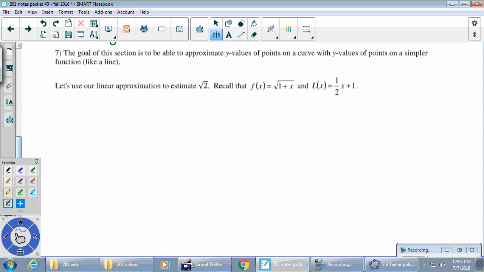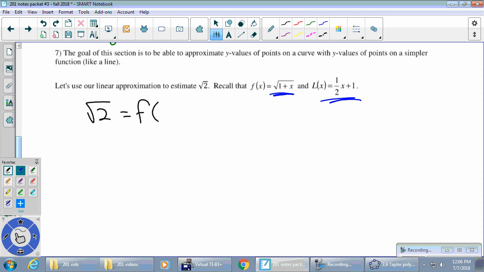Okay, let's use our linear approximation to estimate the square root of 2. So remember, the function that we started with was this, and this was our linear approximation. So square root of 2 is equal to f of some number. Now you got to be careful here. You don't want to just necessarily plug a 2 in because you see a 2 inside the square root. If you plug a 2 for x, you'd actually get the square root of 3, which is not what we want. So what number do we need to plug in here for x to build the square root of 2? Well, you got to put a 1 right there. So that's how we get the square root of 2.